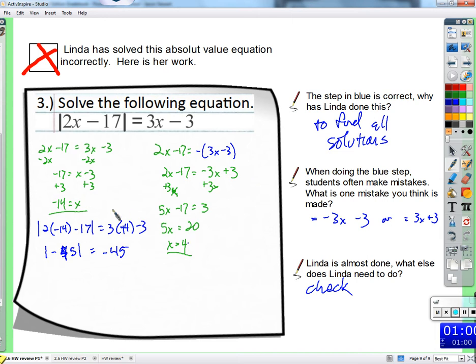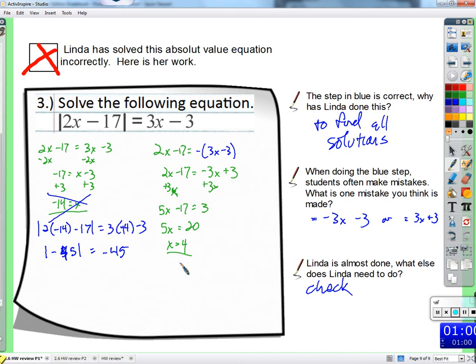What does that mean? It's not equal to it. This is not a possible solution. It's not valid. It's extraneous. It's no good. Okay, let's plug in 4.